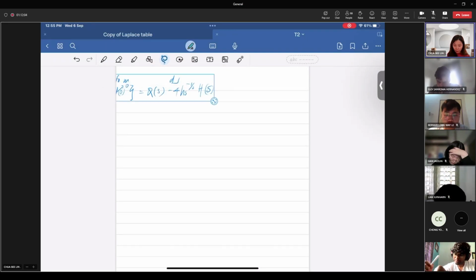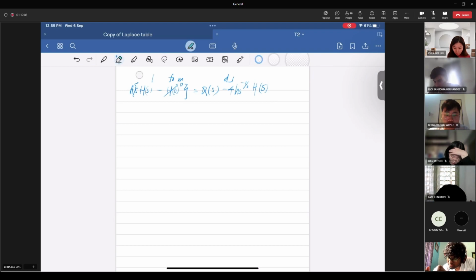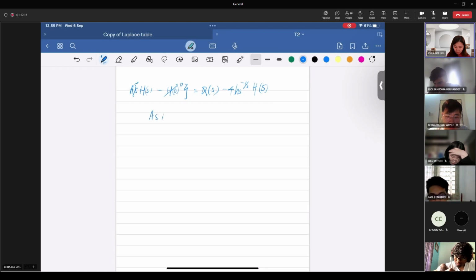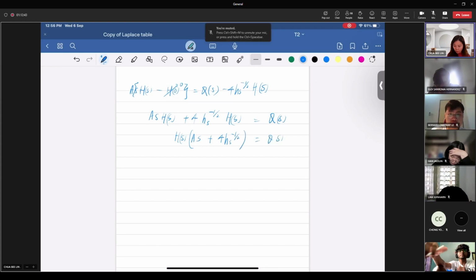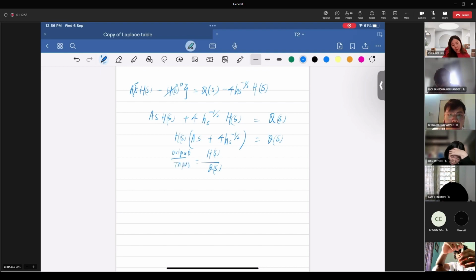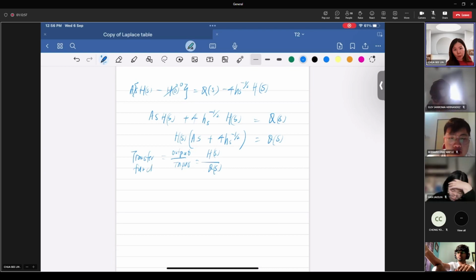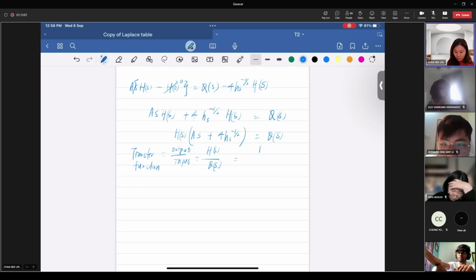So now you can rearrange this. Okay, become H(s). So A s H(s) plus 4 steady state value to the power negative 1 over 2 times H(s) equals Q(s). Factorize the H(s), it will be (A s plus 4HS to the power negative 1 over 2) times H(s) equals Q(s). Output over the input, this is your output over the input. We call this the transfer function. Okay, it will be 1 over (A s plus 4HS to the power negative 1 over 2).